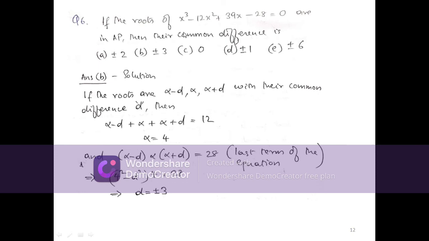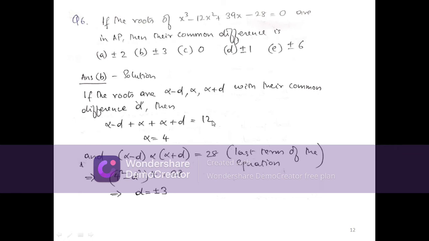When you expand it, the coefficient of x square will be the sum a plus b plus c. If x plus a into x plus b into x plus c equal to 0, the roots will be x equal to minus a, x equal to minus b, and x equal to minus c. So this 12 is equal to the sum of all the roots.